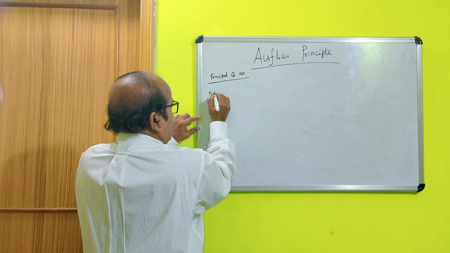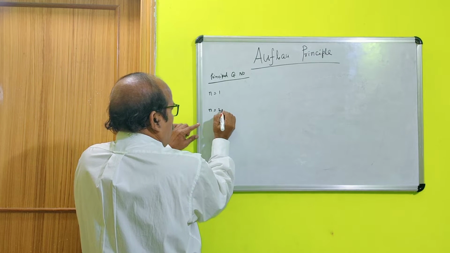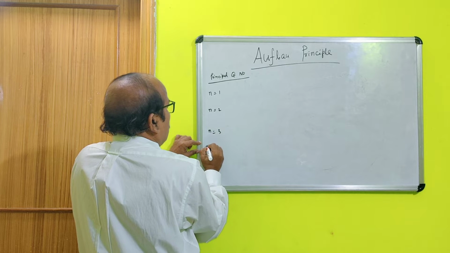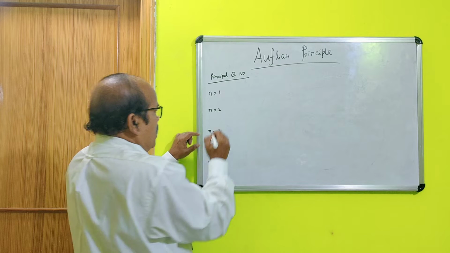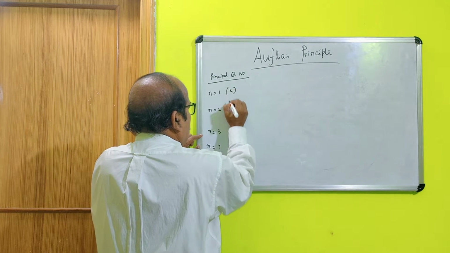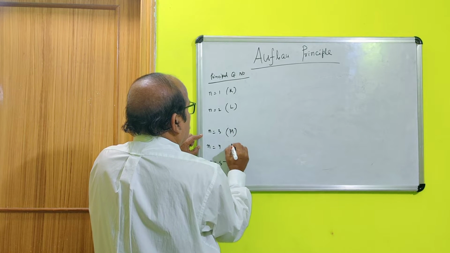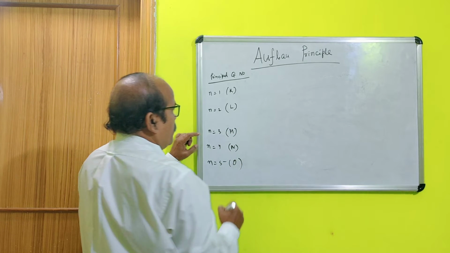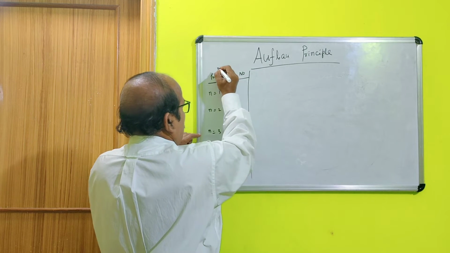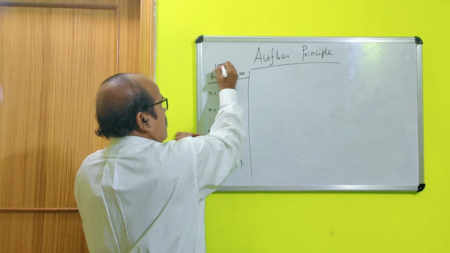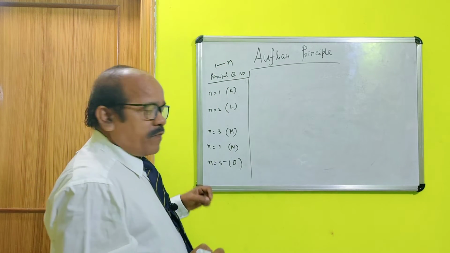It says n is equal to 1 means first cell, n is equal to 2, n is equal to 3, n is equal to 4, n is equal to 5. n is equal to 1 is called the K cell, this is the L cell, this is the M cell, this is the N cell, this is the O cell. The principal quantum number will take values from 1 to n. So the values are 1, 2, 3, 4, 5 like that.